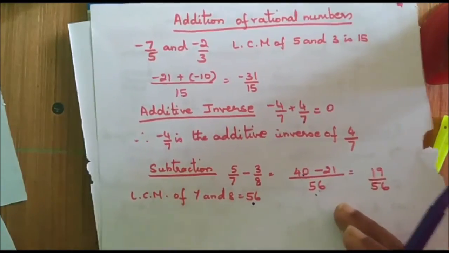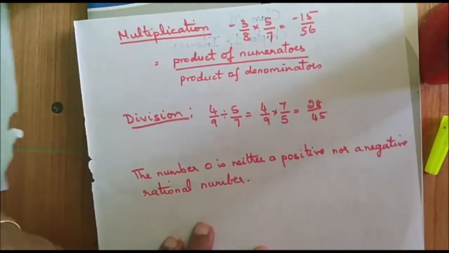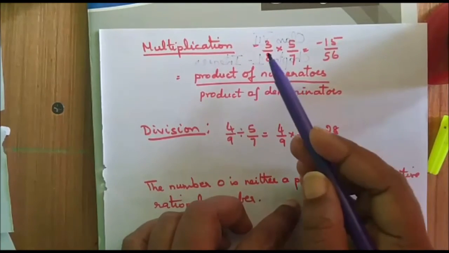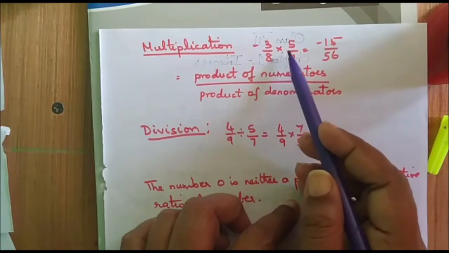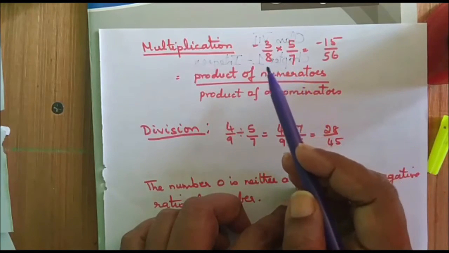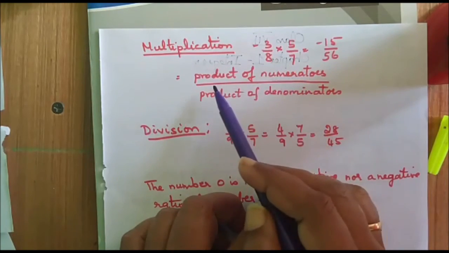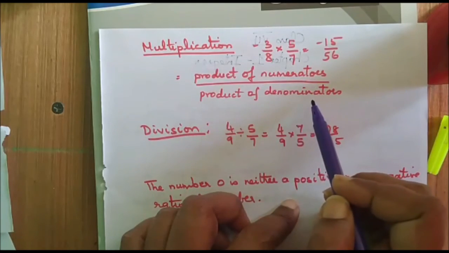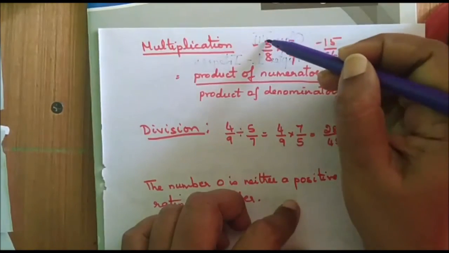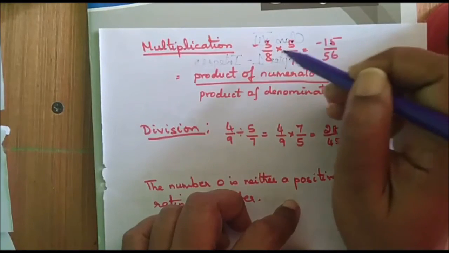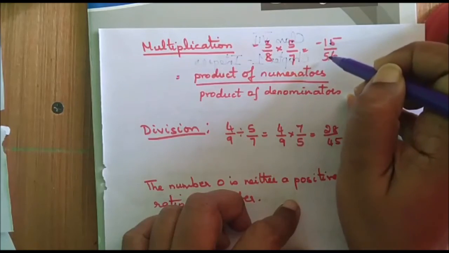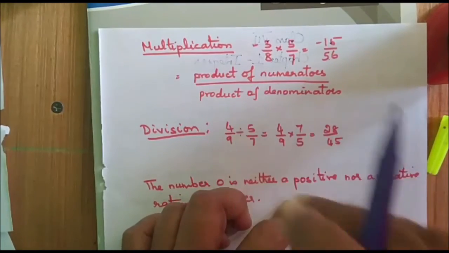Okay. Now we'll go to the next topic, that is multiplication of rational numbers. You are given two numbers minus 3 by 8 and 5 by 7. What do we do in the case of multiplication? Product of the numerators divided by product of the denominators. So minus 3 into 5 is minus 15, 8 into 7 is 56. So the product is minus 15 by 56.